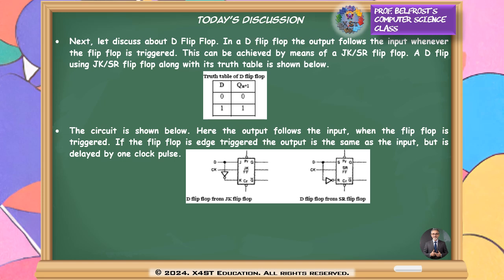You need to see that here the output follows the input when the flip-flop is triggered, and if the flip-flop is triggered, the output is the same as the input. This is delayed by one clock pulse.